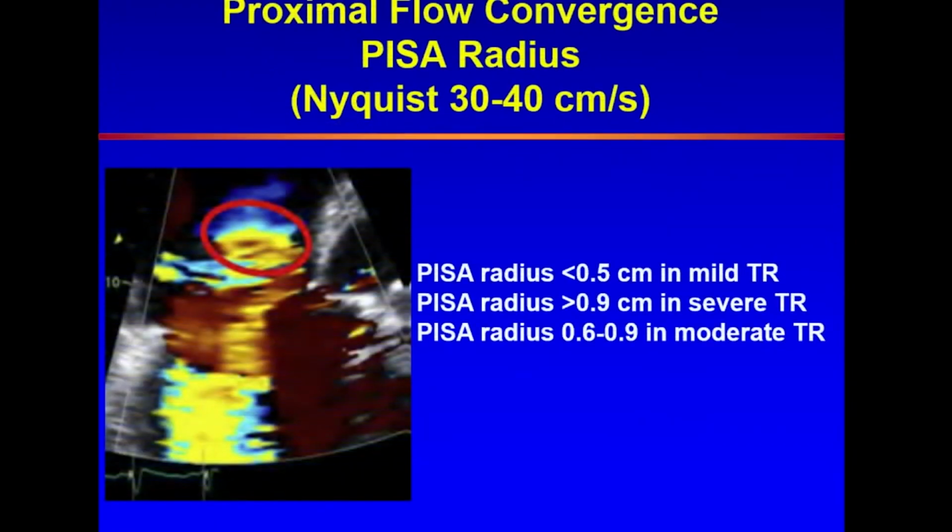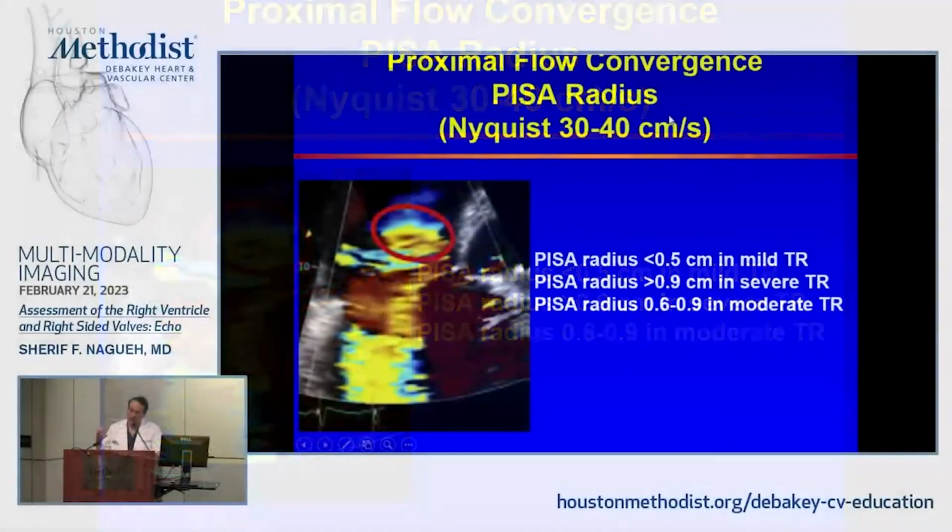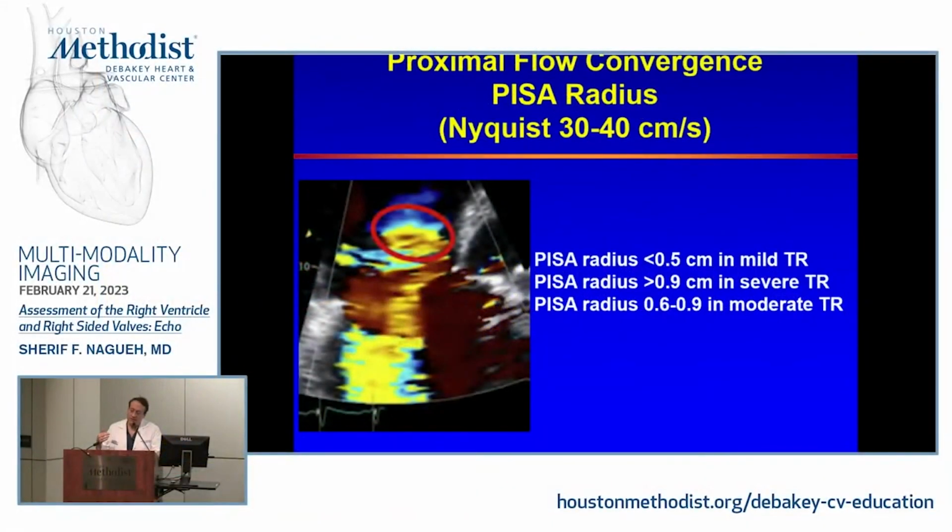We look at color Doppler, and we can do proximal flow convergence. You can do that from the RV inflow, parasternal. You can also do it from the apical 4. If you set the Nyquist at 30 to 40 centimeters per second, this is taken from the guidelines, a radius less than 0.5 is seen in mild TR, more than 0.9 in severe TR, and in between points is in the moderate TR range.